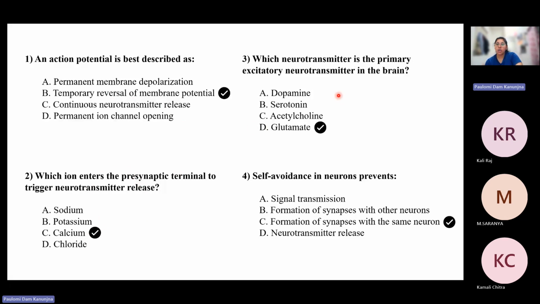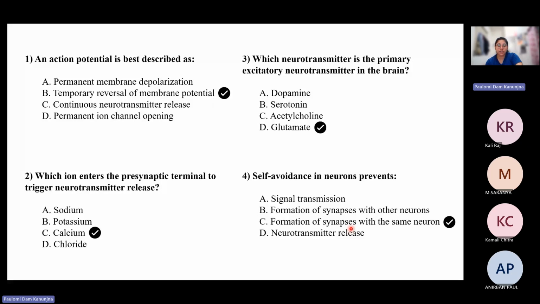Okay. So which ion enters? Calcium. This we discussed already. Which neurotransmitter is excitatory? Glutamate. GABA I told you is the inhibitory. And self-avoidance is to prevent synapses with the same neuron. Now, see, the idea is that I propagate the information to the next neuron so that it reaches the target faster. If I make a synapse with my own self, it's basically a useless synapse because the information comes back to me. I already have that information. I need to give it to the next partner. So generally, neuron cells try to prevent this self synapse formation. Okay, that's to relay the information as efficiently as possible.